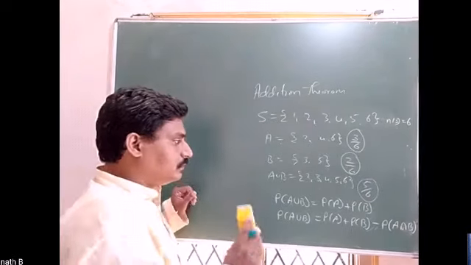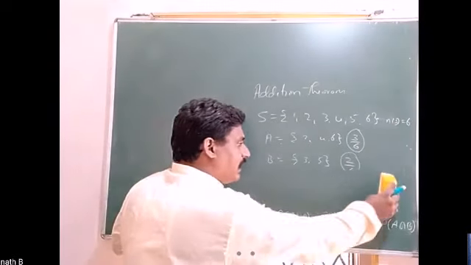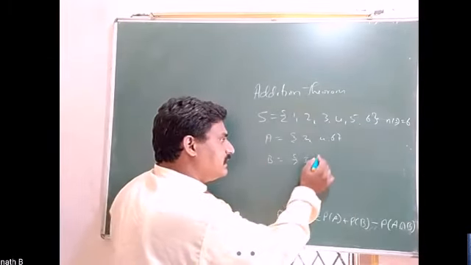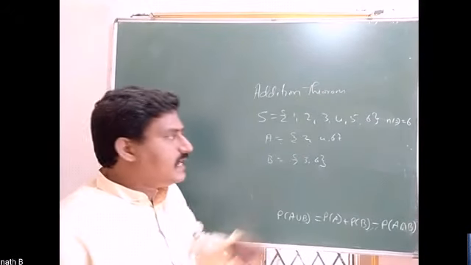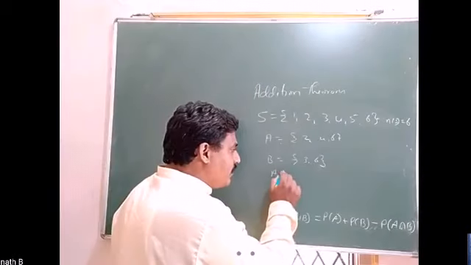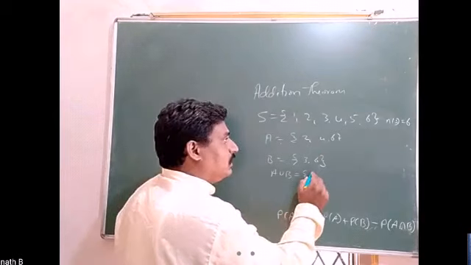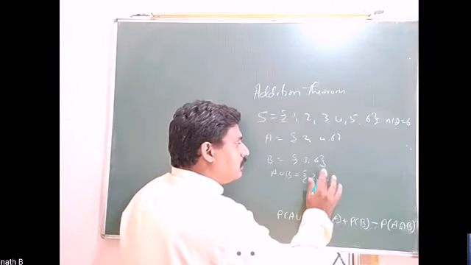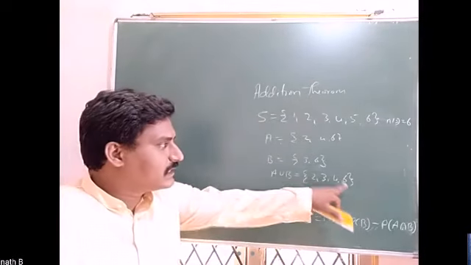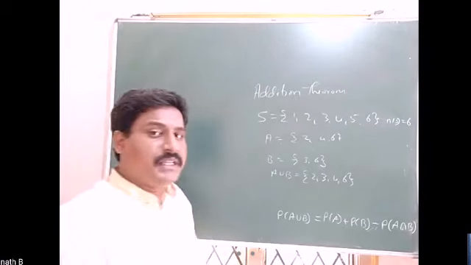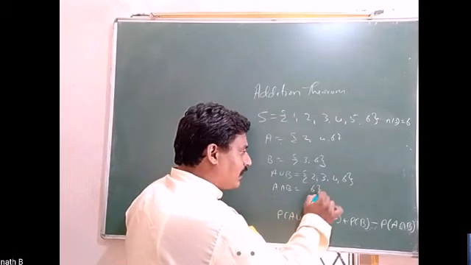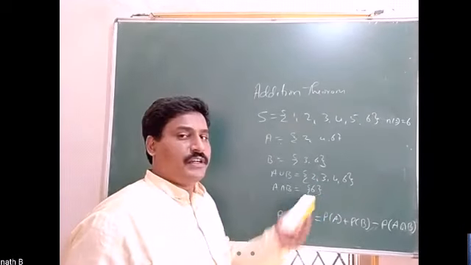Now I will go back to the earlier example, where event A is 2, 4, 6 and event B is 3 and 6. So there is a common element, 6, between both. A union B is equal to 2, 3, 4, 6. So the common 6 has been taken only one time. What is left is A intersection B, that is 6, the common factor between both.